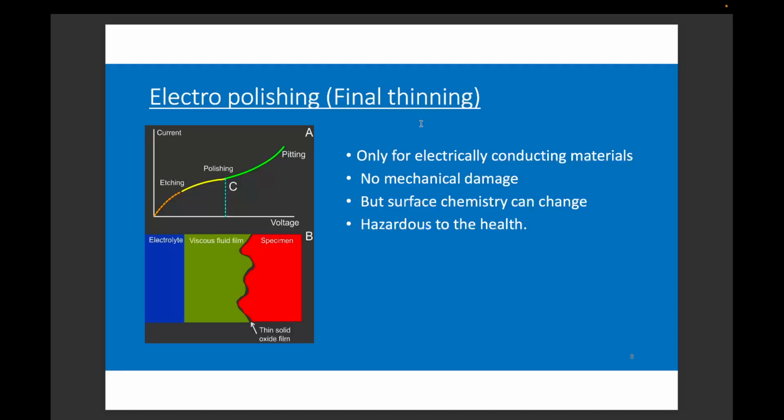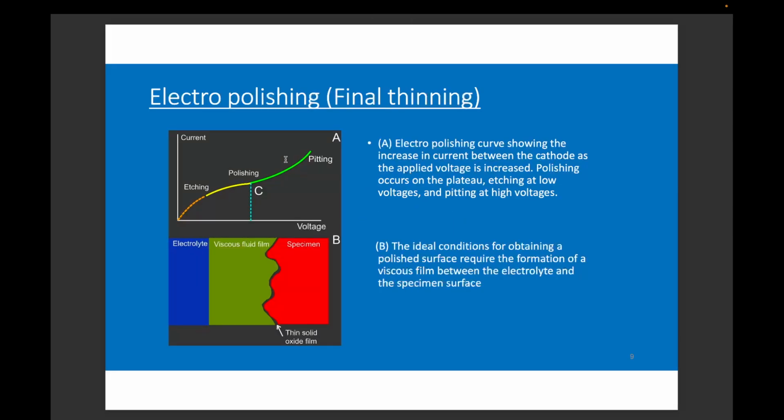And then we have to see what kind of voltage to use. Here, as you can see, at low voltage etching happens, at medium voltage polishing happens, and at higher voltage pitting happens. So to know the exact current and voltage combination for our material, we have to do a little bit of trial and error. Then accordingly we optimize all the parameters to get the finally thinned specimen. Here the electrolyte forms a viscous fluid film between the electrolyte and specimen, which removes the material slowly.